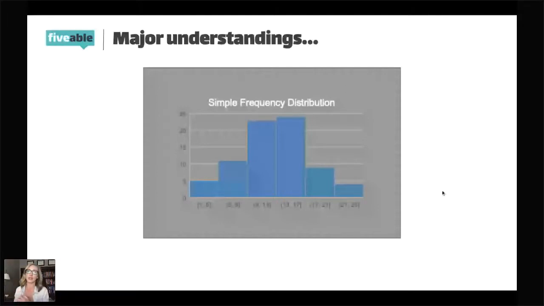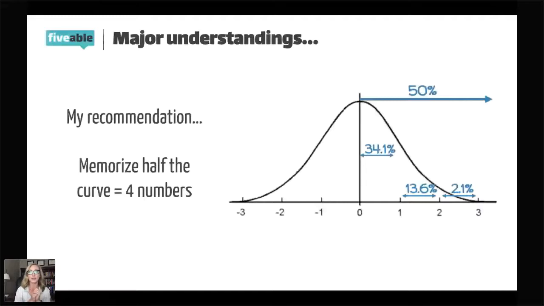So here's my recommendation with the normal curve and the major understandings you need to do. This is what I tell my students. You need to memorize half of the curve, right? Because, and here's why I tell you to memorize half the curve. If you were to memorize the bigger percentages, like the 68.2 and the like 90, I already forget them, the 95 point something and then the 99, right?